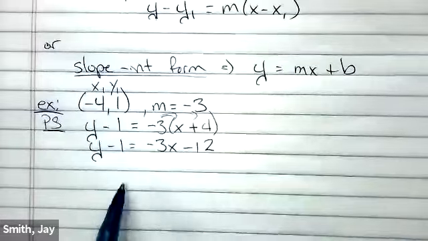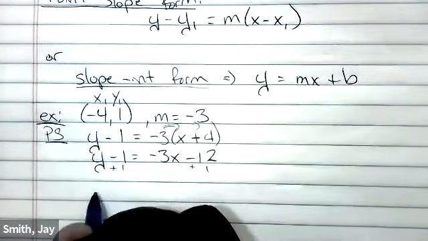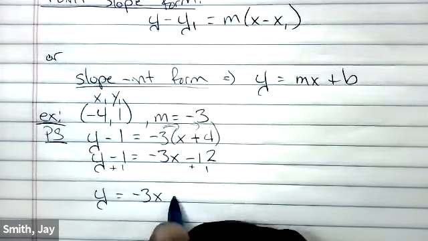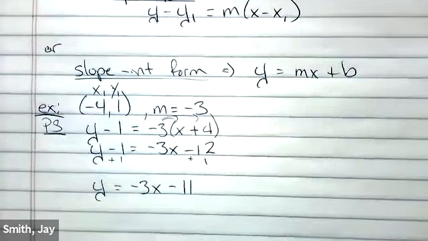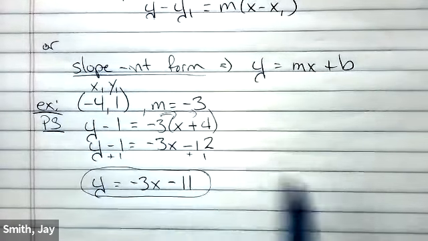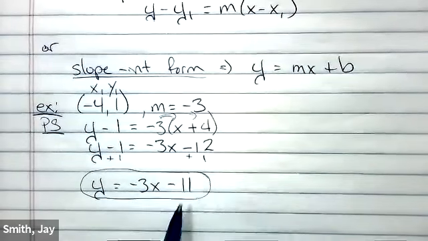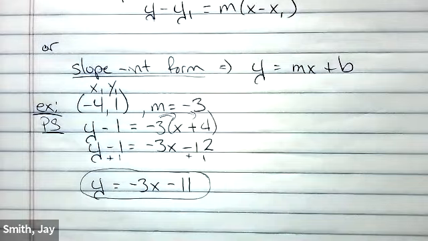To get y by itself, we can just add 1 to both sides of the equation. So the equation of this line will be y is equal to -3x minus 11, because -12 plus 1 gives me -11. Right? So this will be the equation of the line in slope intercept form. For my slope, -3, just like it was given to us in this problem. The y-intercept we had to find by using the point slope form, which would be -11.